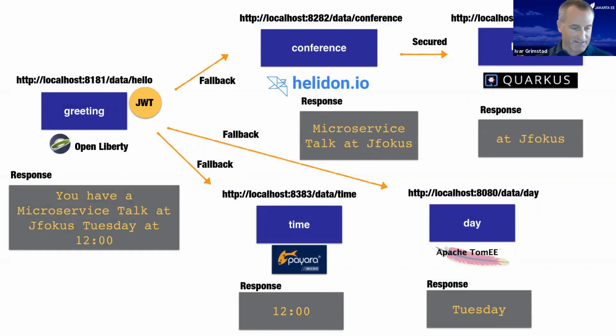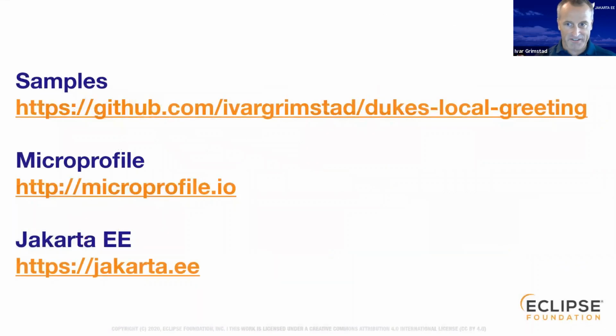but that just tells you that you'll have to come to my talk another time later, because I'm probably doing this again, or you can try it from GitHub, and I promise you it worked, because it did this morning. The sources are on my GitHub. It's called Duke's Local Greeting, and it has all the services, and everything works fine. Otherwise, just ping me and I'll help you get it sorted out. MicroProfile is on microprofile.io, and Jakarta EE is on jakarta.ee. So that's where you find information.